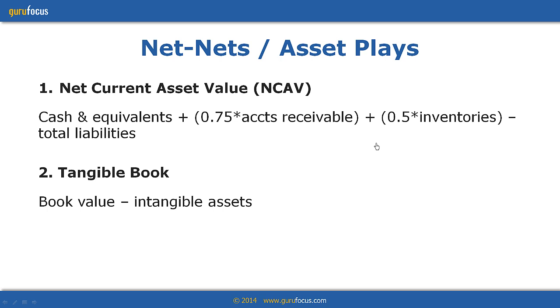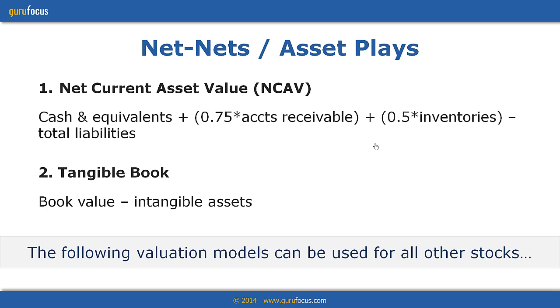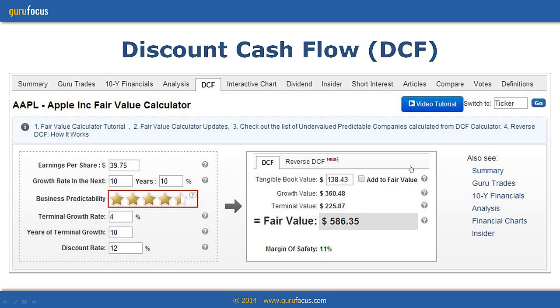Now it's going to get a little more complicated, but I want to go through the others as well with you. The following ones can be used for all stocks. Those first two are specialized for deep discount asset plays, but let's look at what you can use for other stocks, because the majority of your investments are not falling in this category. All right. Now, the first is discounted cash flow. I assume you guys understand how to use this. How many of you do not understand discounted cash flow or have never used a discounted cash flow calculator on the website?